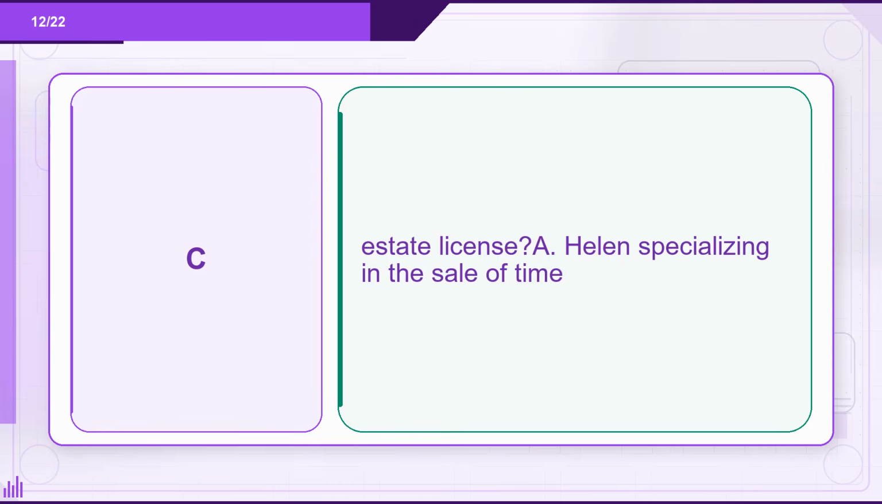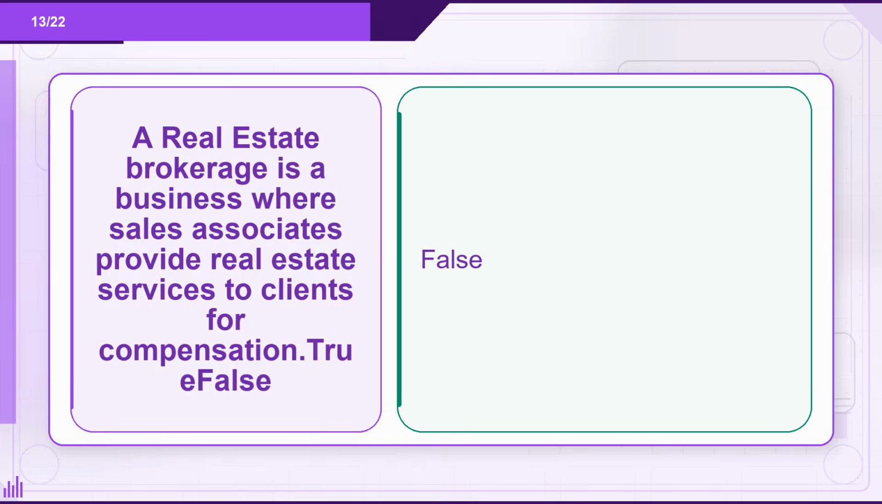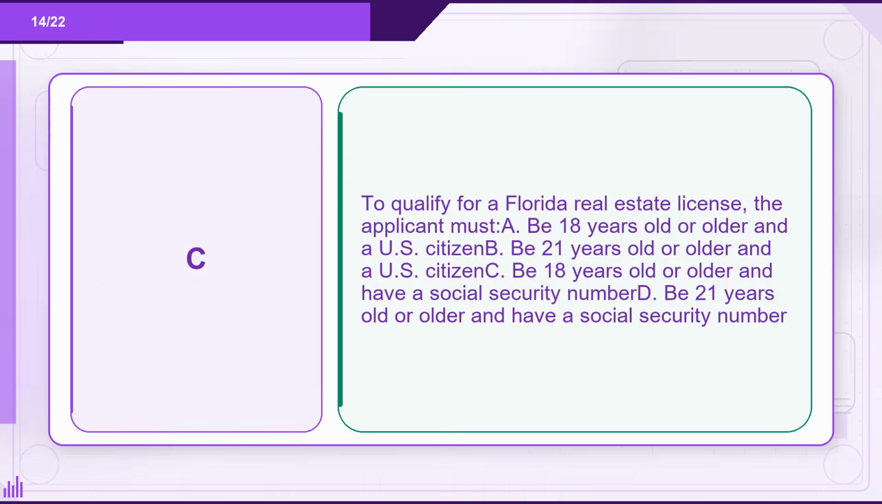Flashcard 12. Term: C. Definition: estate license, A. Helen specializing in the sale of time. Flashcard 13. Term: a real estate brokerage is a business where sales associates provide real estate services to clients for compensation. True/false. Definition: false.